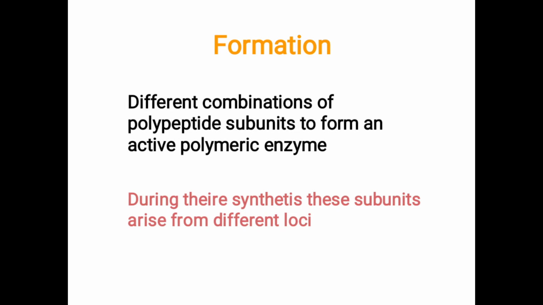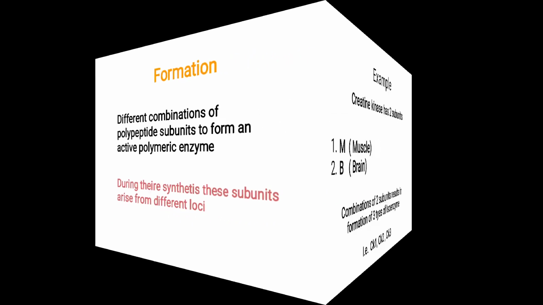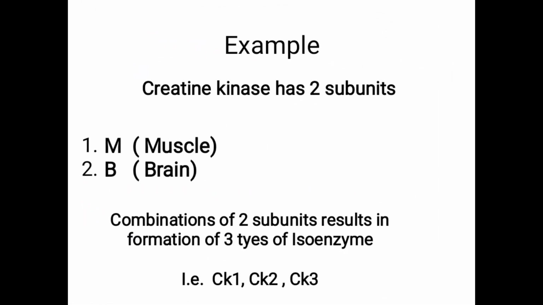Different combinations of polypeptide subunits form an active polymeric enzyme. During their synthesis, these subunits arise from different loci. Example: creatine kinase has two subunits, M meaning muscle and B meaning brain. The combination of the two subunits, muscle and brain, results in the formation of three types of isoenzyme, that is CK1, CK2 and CK3.